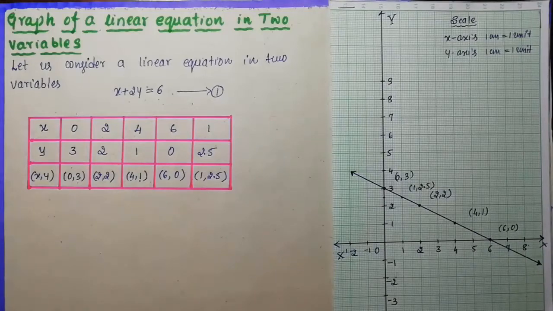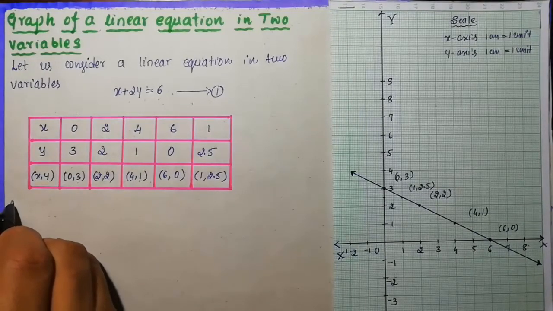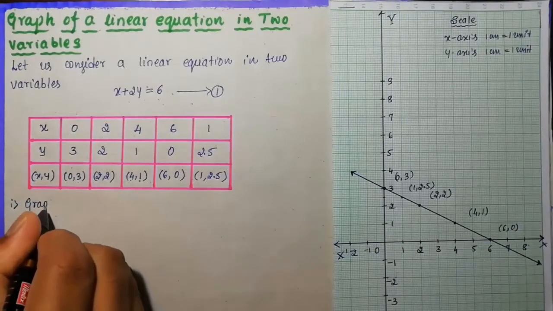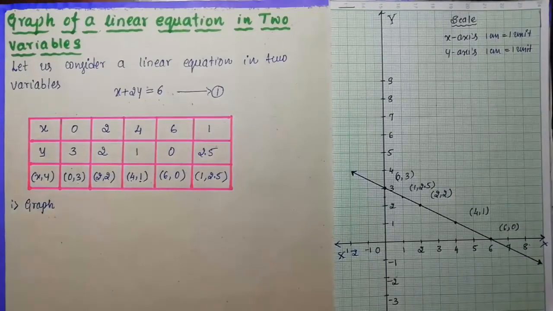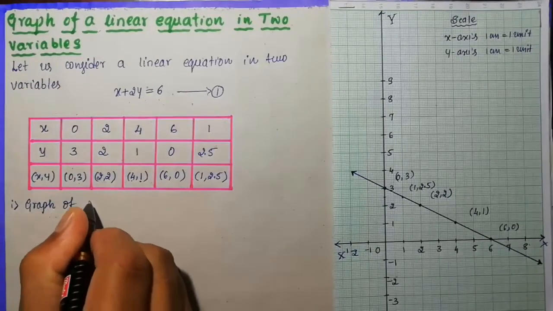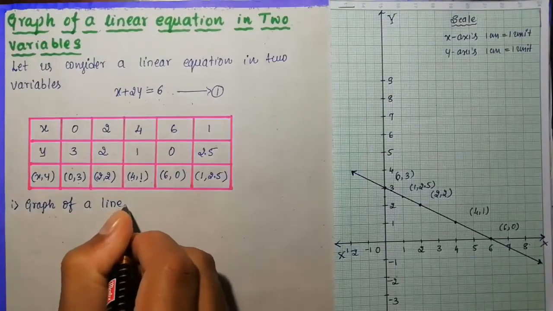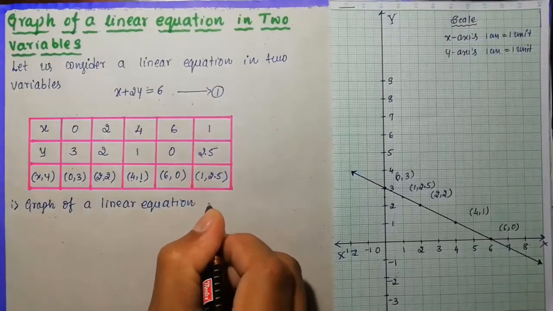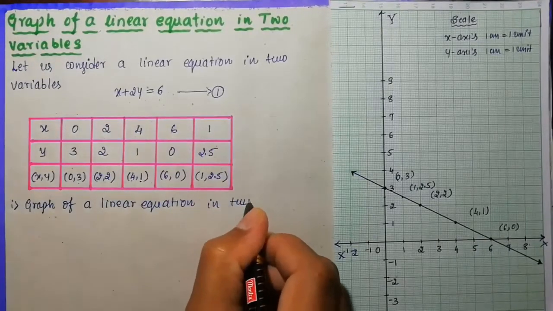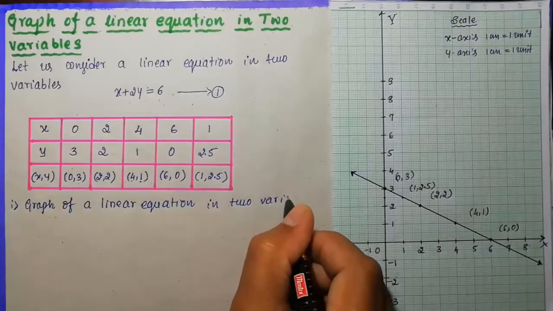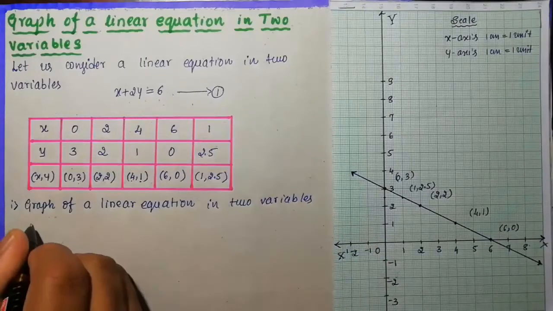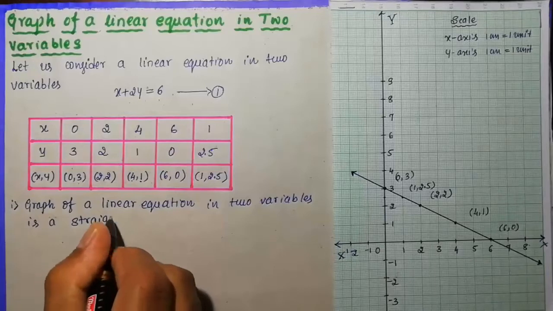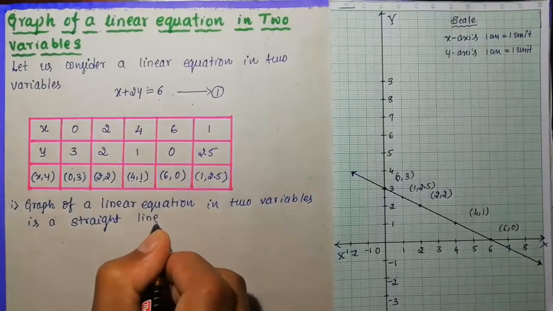It is very important. So now look here, the first conclusion I'm going to draw is: the graph of a linear equation in two variables is a straight line. Remember this one, it is always a straight line, the graph will be a straight line.